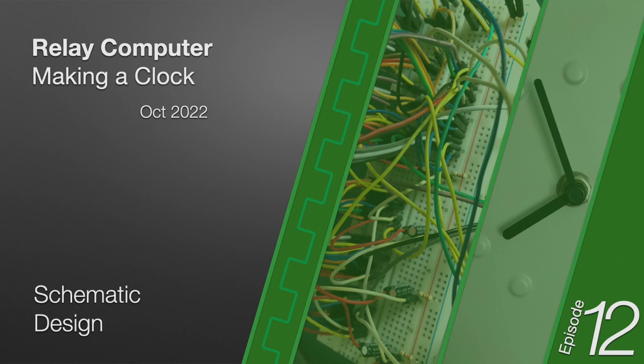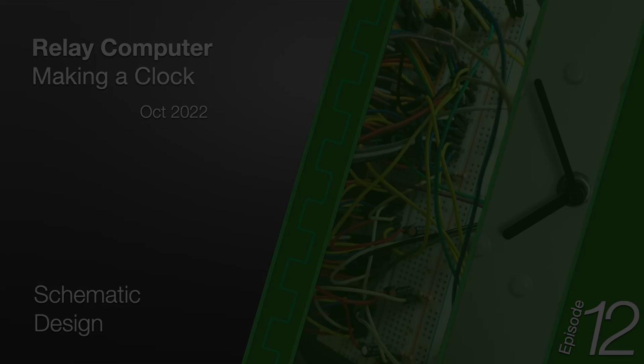This is the 12th episode in a series about designing and building a clock for my relay computer. Last time I put together a breadboard prototype of a crystal oscillator clock, and that means that along with the relay-based clock, I now have two working prototypes, and so it's time to move on to designing the final PCB. Before I can do that though, I need to bring all of my designs together into a series of schematics, and that's exactly what I'll do in this episode. So without further ado, let's get going.